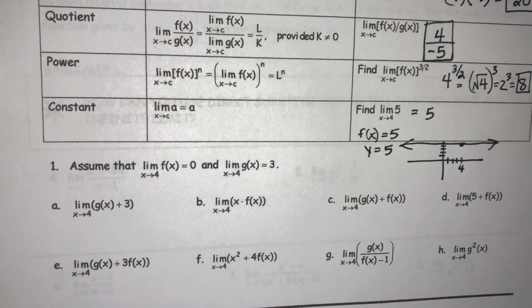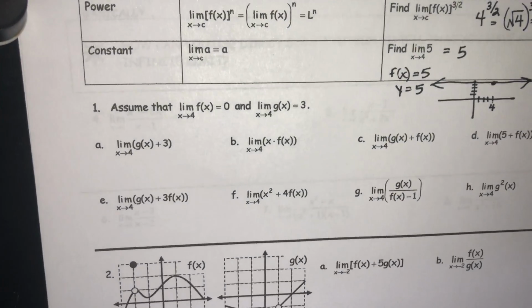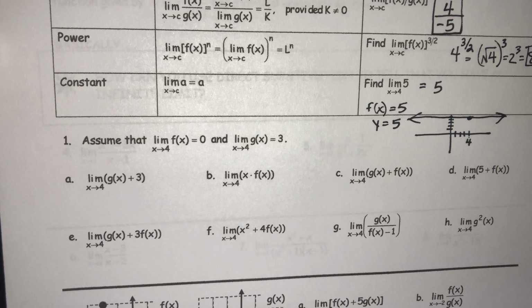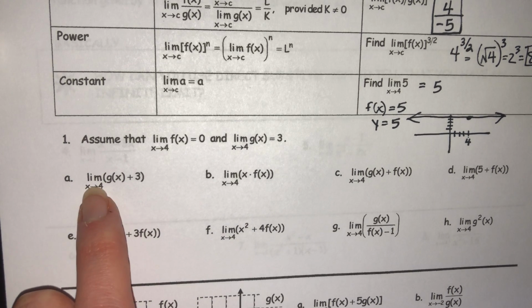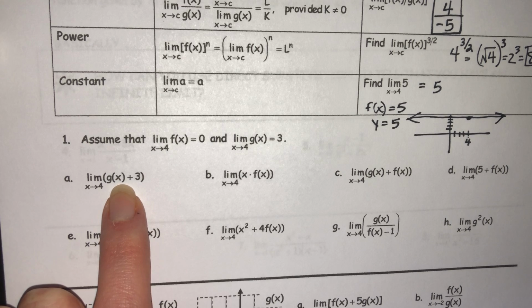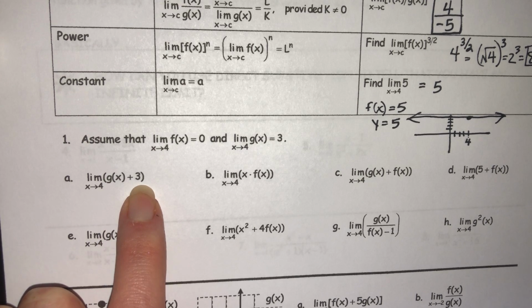Okay, now down here, number 1 says, assume that the limit as x approaches 4 of f of x is equal to 0. And the limit as x approaches 4 of g of x is equal to 3. Part A, what is the limit as x is approaching 4 of the function g of x plus 3?